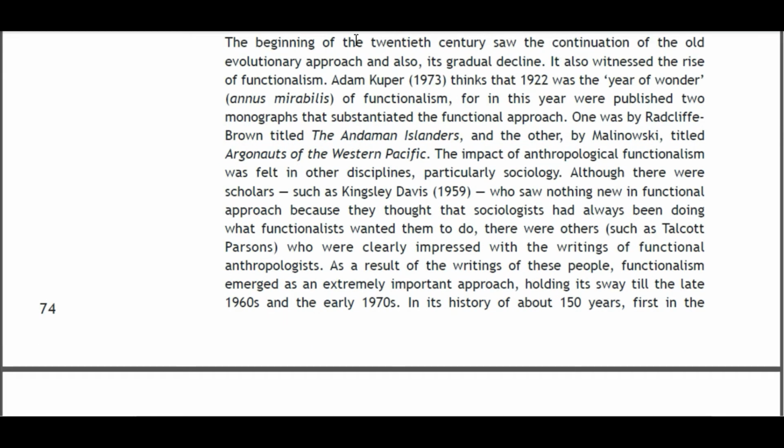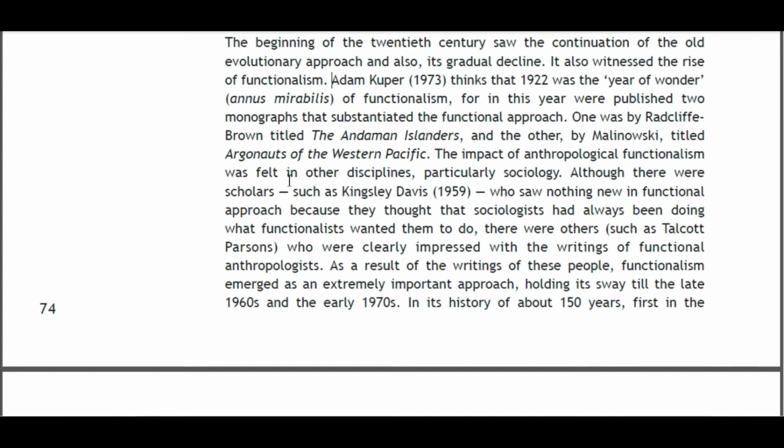The beginning of the 20th century saw the continuation of the old evolutionary approach and also its gradual decline. It also witnessed the rise of functionalism. Adam Kuper (1973) thinks that 1922 was the year of wonder of functionalism, for in this year were published two monographs that substantiated the functional approach. One was by Radcliffe-Brown titled The Andaman Islanders and the other by Malinowski titled Argonauts of the Western Pacific.